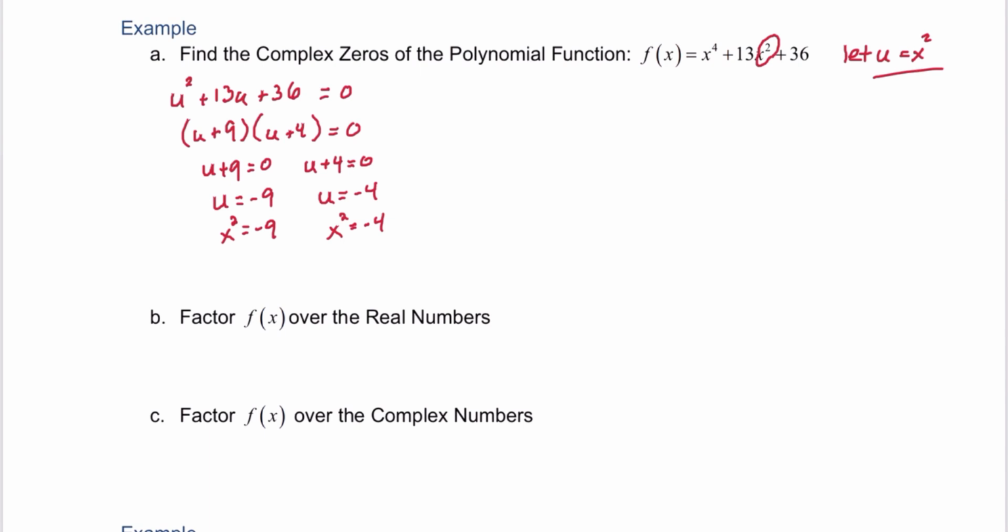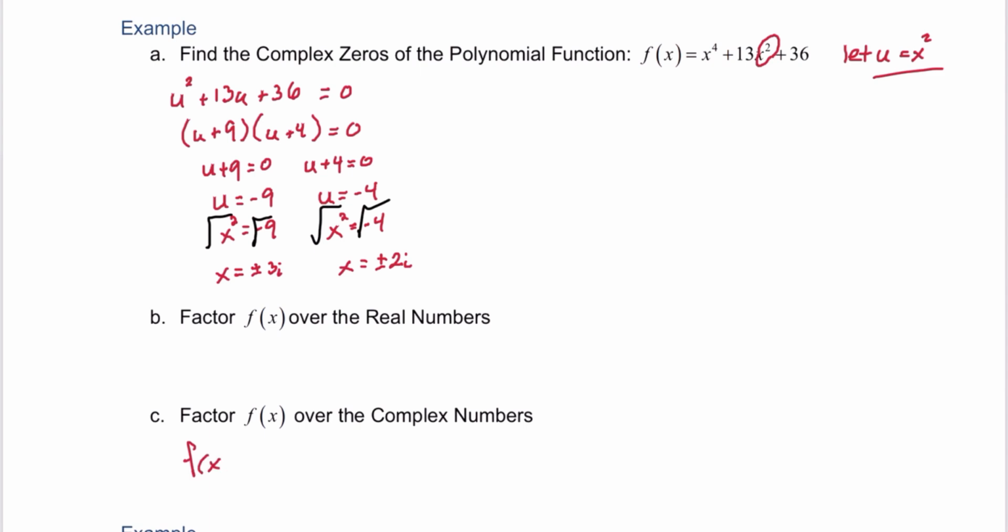Finally, we take the square root of both sides to solve for x. And we get that x is equal to plus or minus 3i, and x is equal to plus or minus 2i. Next, we'll actually do part C.